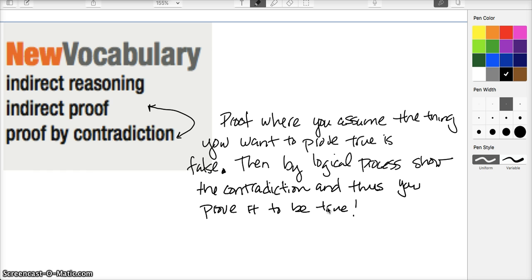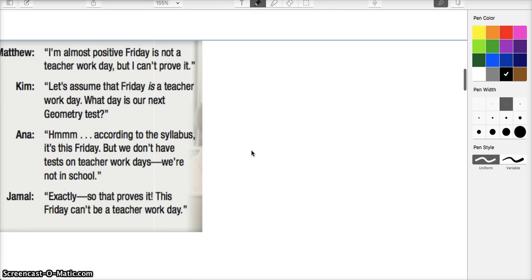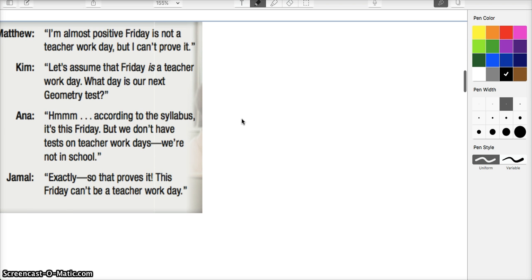This seems real generic, right? And you're like, what are you talking about? Say it's false and prove it's true and it's true. What? Good. Let's go ahead and look at an example conversation, and I will be voicing Matthew, Kim, Anna, and Jamal.